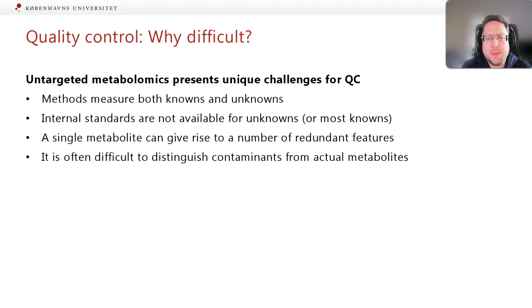First, we are measuring both known and unknowns. So we cannot, for example, have internal standards for all the compounds that would allow us to know if each compound is recorded reliably. Even if we somehow had the capacity to buy thousands of standards, they are simply not available to buy. We also have the problem of each metabolite giving rise to multiple peaks. So which one are we supposed to look at? Finally, it can be difficult to distinguish actual metabolites from contaminants.